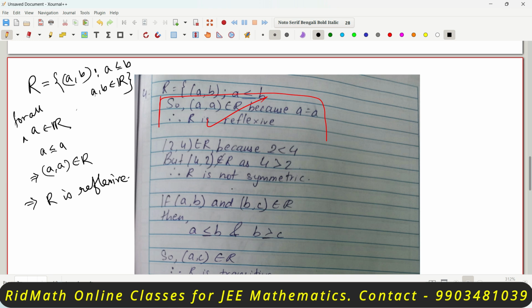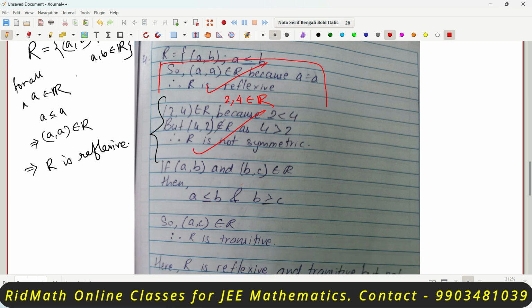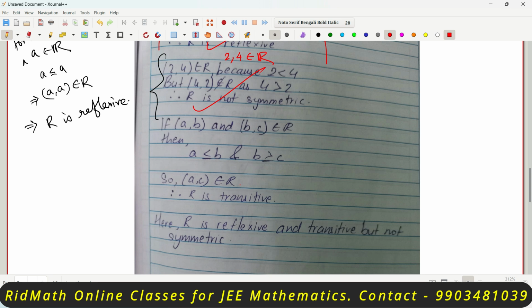Now for symmetry, (2, 4) belongs to R because 2 is less than or equal to 4, but (4, 2) does not belong to R as 4 is greater than 2, so R is not symmetric. Before that you can mention that we are taking two real numbers, and for these two elements (2, 4) belongs to R, but (4, 2) does not belong to relation R, and it is not symmetric.